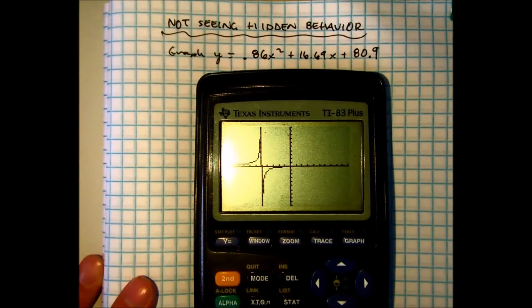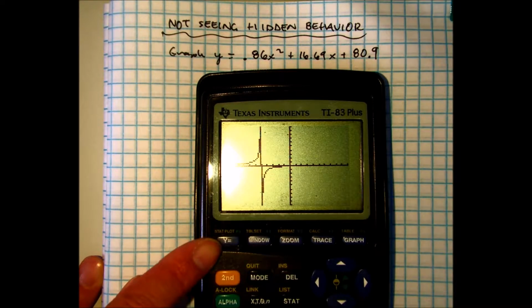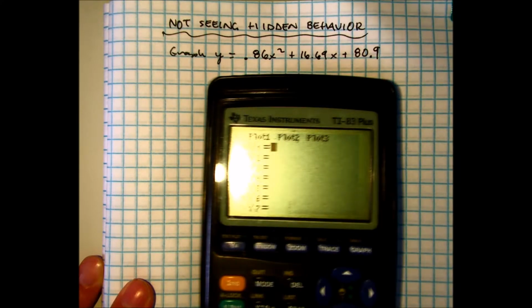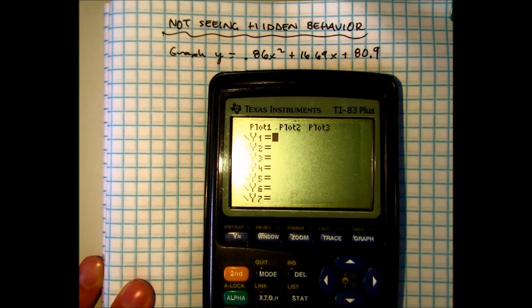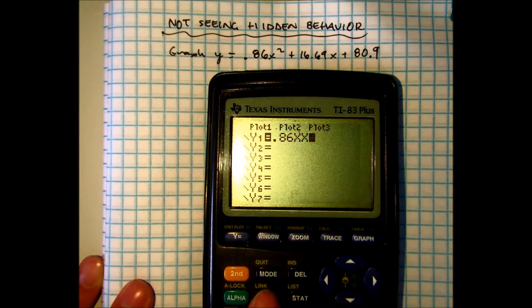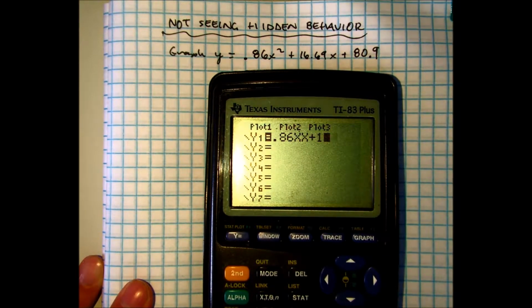I'm going to go to y equals. I'm going to clear out what's in there. I'm going to type in 0.86 x squared plus 16.69 x plus 80.9.